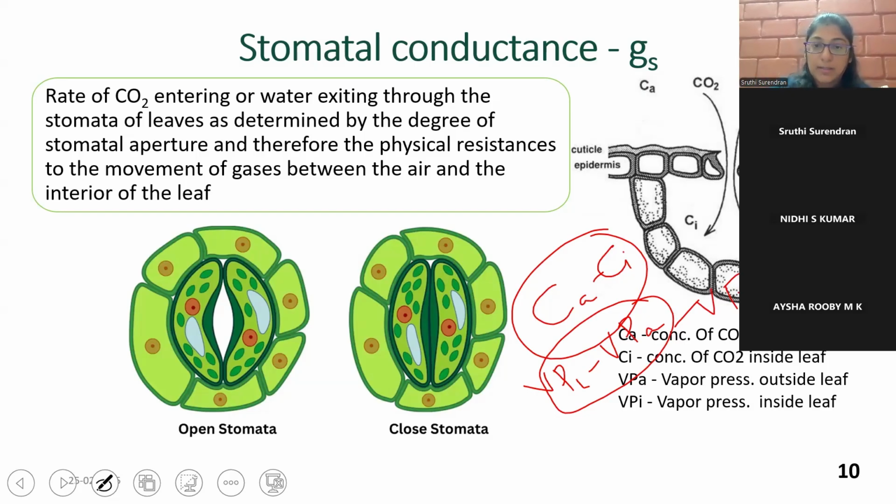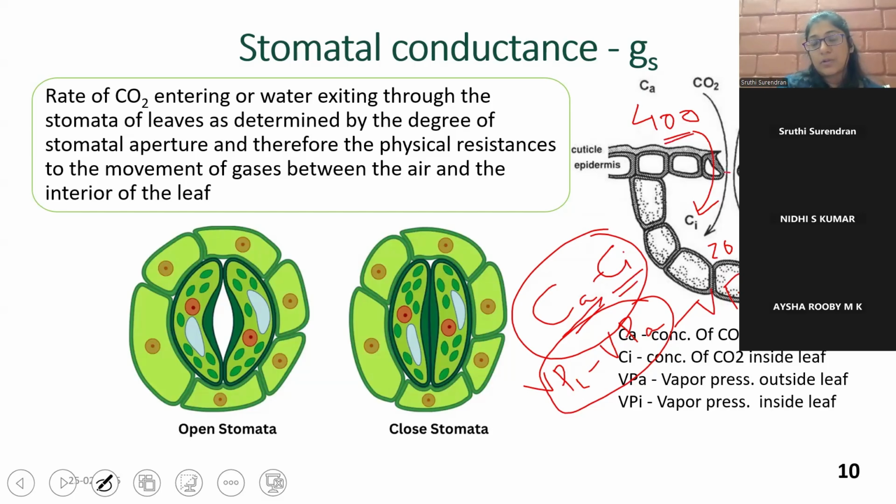Now, why did I put Ca first here and Ci first there? Ca is the atmospheric carbon dioxide concentration. So whatever the atmospheric carbon dioxide concentration is, say equal to 400, and the internal carbon dioxide concentration is something like 20 over here, then the carbon dioxide is going to move from the higher concentration to the lower concentration. In general, this concentration gradient won't reach up to this level. In case it reaches that level, the stomata is going to close and no carbon dioxide is going to enter.